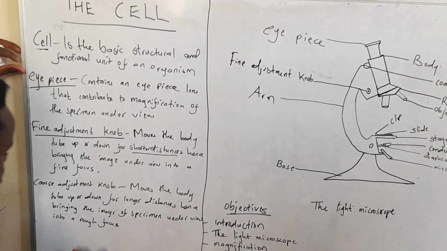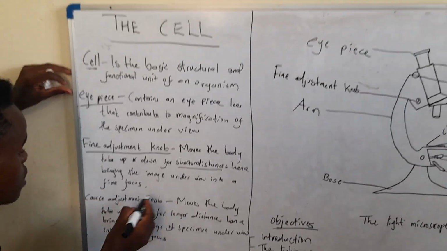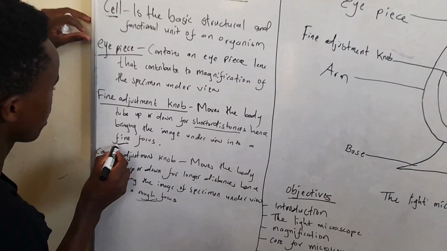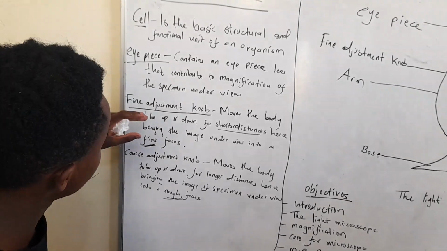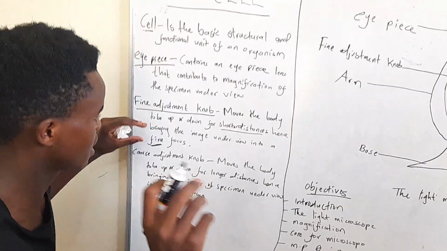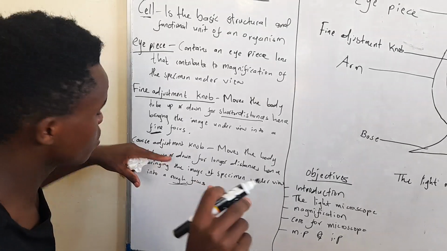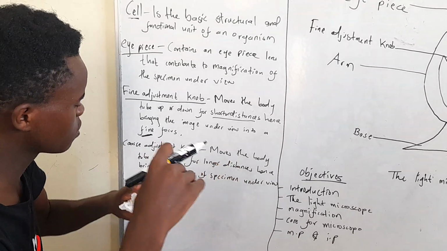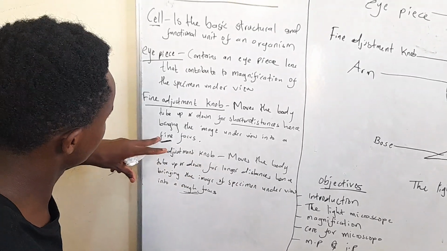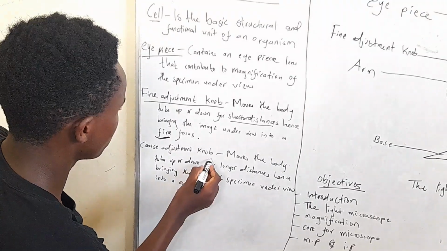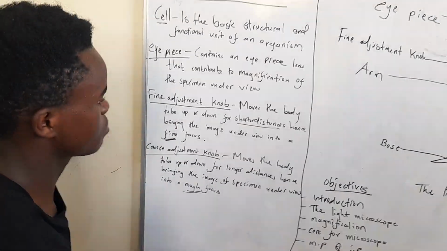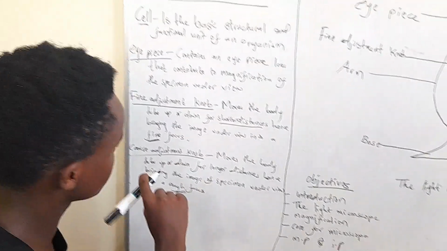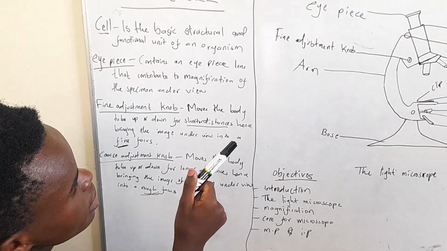Now check here, guys, this one is into a rough focus, but this one brings into a fine focus. So using the fine adjustment knob, you'll be able to see the finer details. But with the coarse adjustment knob, you just see an overview. If you want to see the finer details, you'll use the fine adjustment knob. So now from the fine adjustment knob, let's have a look at the body tube.